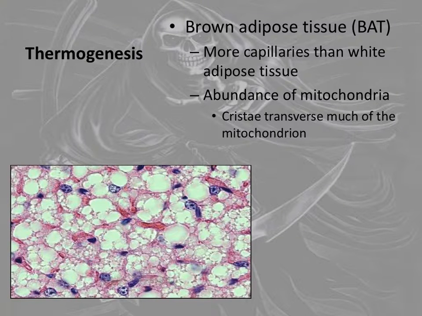It's brown because there's much more access to capillaries associated with the brown adipose tissue, and the fact that it has considerably more mitochondria. Mitochondria are dense, so proteinaceous and compact. White adipose tissue has very little mitochondria. It's our long-term energy storage, but it doesn't need mitochondria like brown adipose tissue does. Another thing that's different is that the cristae of the mitochondrion transverse it.